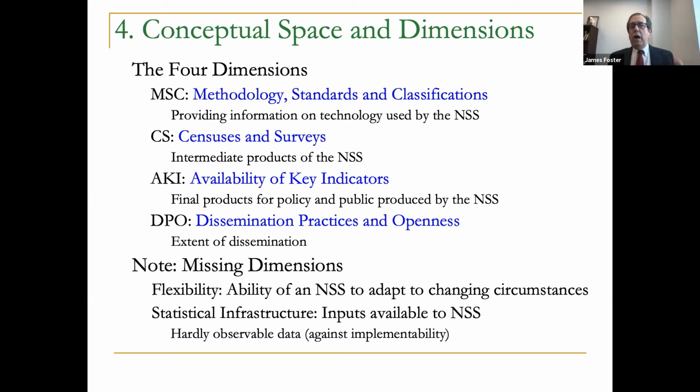So four dimensions are given as methodology, standards and classifications, which provide information on the technology; censuses and surveys, which are the intermediate products; availability of key indicators, final products; and then dissemination practices and openness, the extent to which you have effective dissemination. It's on a website. Note there are all kinds of missing dimensions. You don't have flexibility or the ability of the NSS to actually adapt to changing circumstances. Sounds more like capabilities, doesn't it? Hard to know what this will be. Likewise, statistical infrastructure, the inputs available to the NSS, again, may not be that observable, etc. So we just throw it out because we can't go there yet.